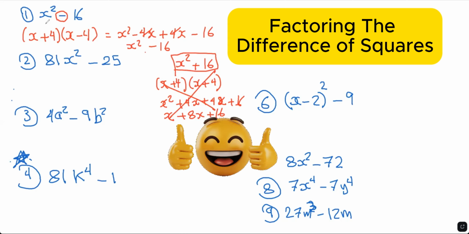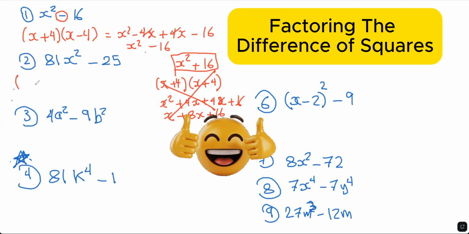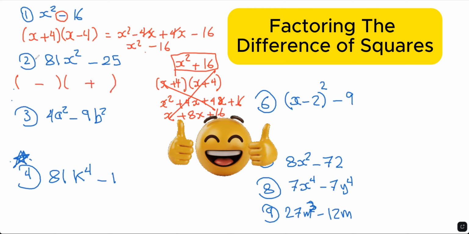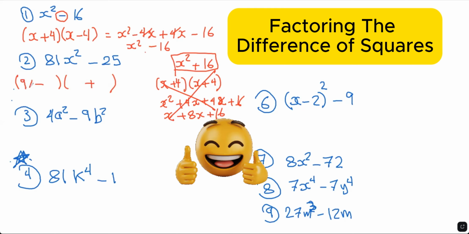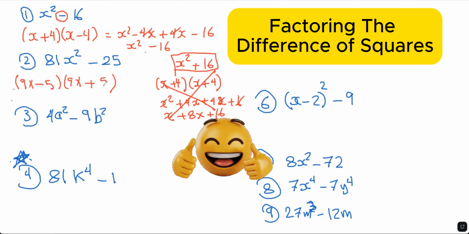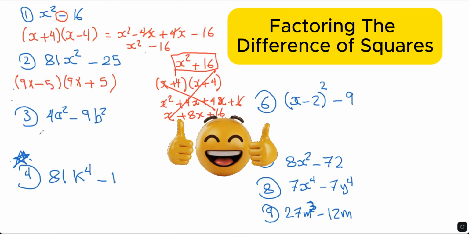Now we'll go to the second question. And we know we're going to do the same thing. Open two sets of brackets. Minus plus in the middle. The square root of 81x squared is just 9x. Throw that in both brackets at the beginning. And then the square root of 25 is 5.